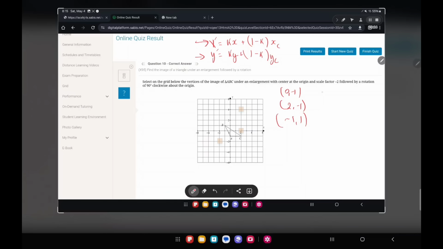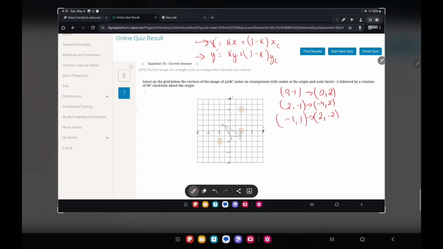So 0 times negative 2 is 0, obviously. Negative 1 times negative 2 is positive 2. Negative 2 times 2 here is negative 4. Negative 2 times negative 1 is 2. Negative 2 times negative 1 is 2. Negative 2 times 1 is negative 2. Okay, so we got these 3 points.